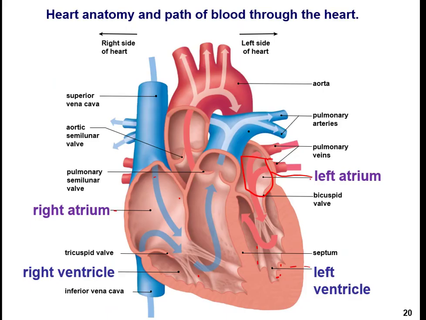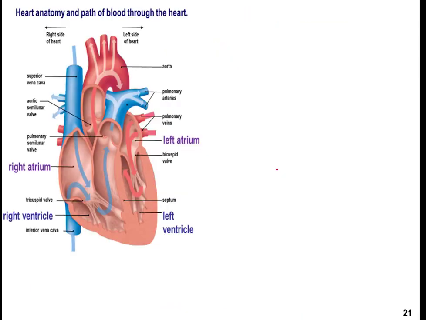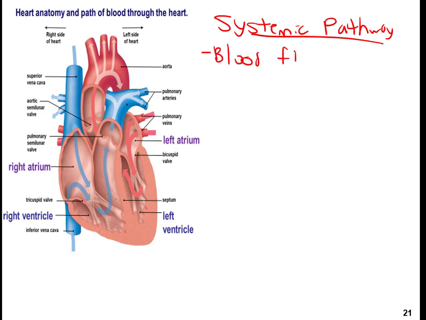Now that we know the basic anatomy of the heart, we have to walk through the pathway that blood flows through the heart. So let's start with the first pathway, which is called the systemic pathway. So the systemic pathway describes blood flow from the heart to the rest of the body. So the purpose of the systemic pathway is to carry oxygen from the heart to the rest of the body.